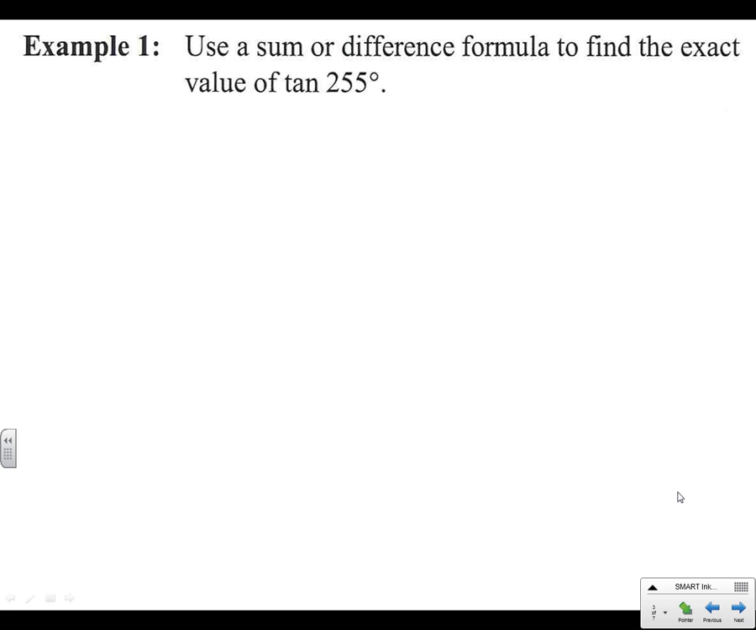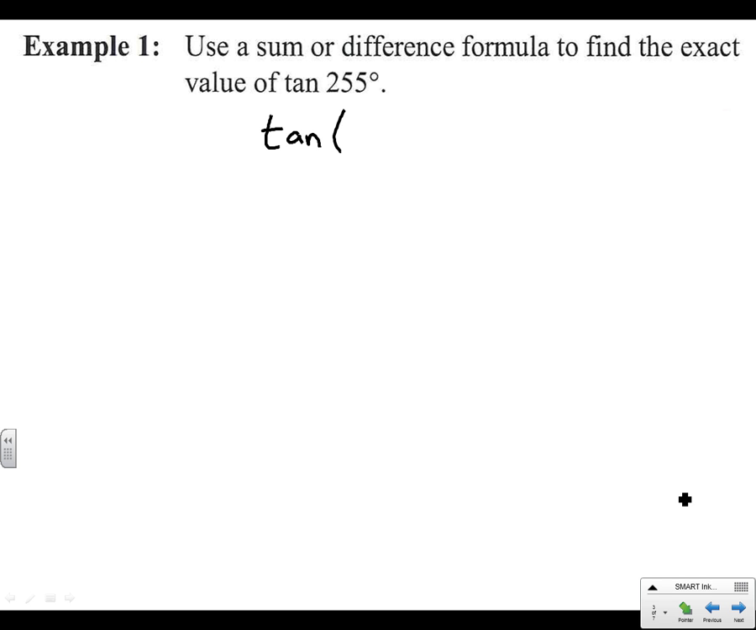All right, so we'll use the sum and difference formula to find the exact value of tangent 255. So 255 is not something that shows up on our unit circle, but since it says exact, we're not going to use our calculators either because we don't want any decimals. We want the fraction values. So we have to figure out some way to use the numbers we know that are on our unit circle to add to 255.